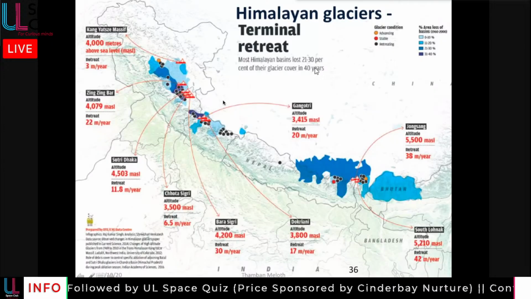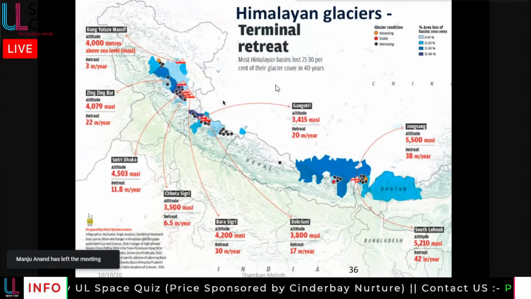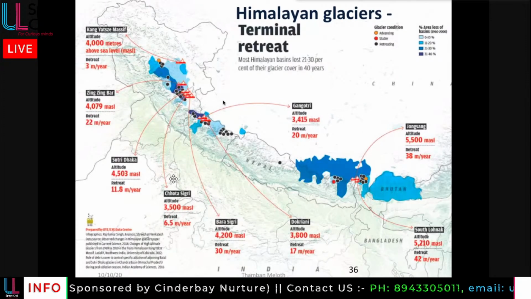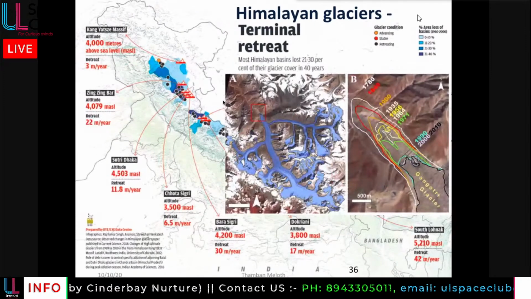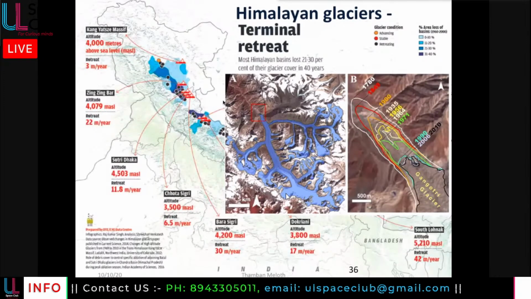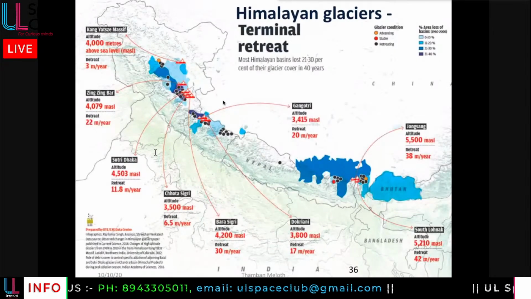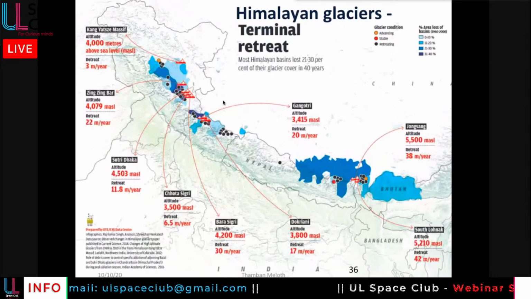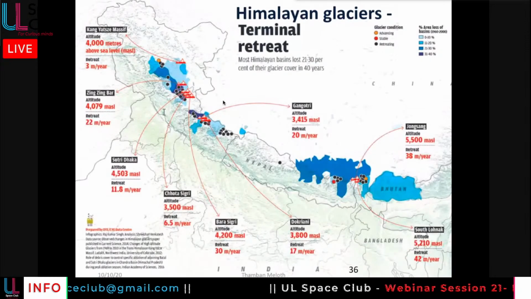Now we come to the Himalayas. In the Indian Himalayas, there are nearly 10,000 glaciers. But compared to the rest of the world, studying the Himalaya is much more challenging, because I worked in Antarctica, I worked in the Arctic, and I also worked in Himalayan glaciers. I can tell you, the Himalaya provides a much bigger challenge because of the terrain.